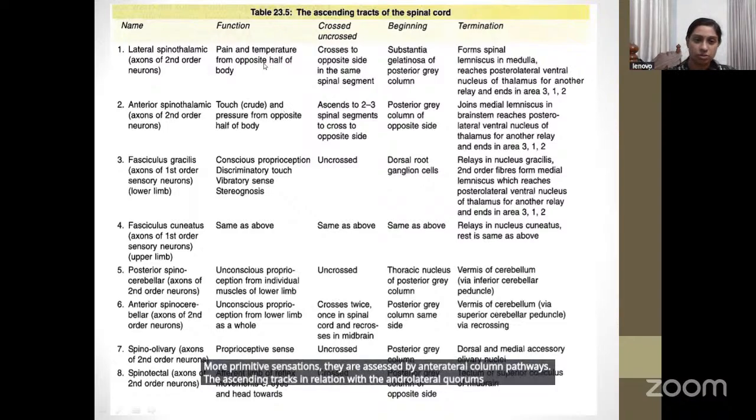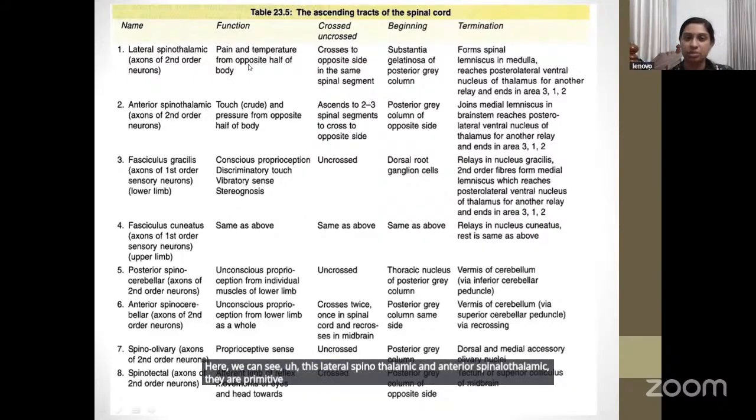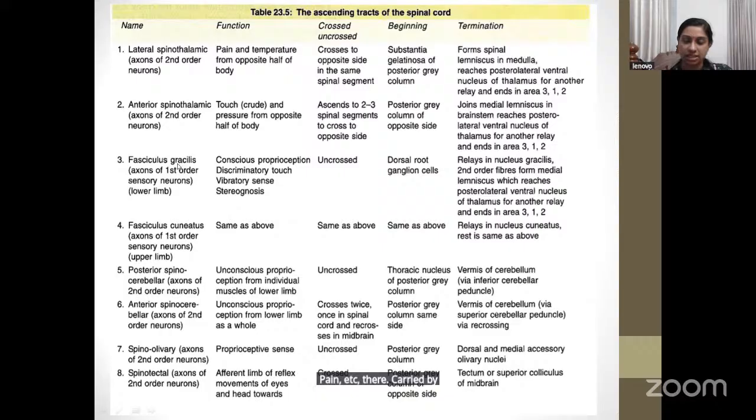Here we can see that the lateral spinothalamic and anterior spinothalamic tracts carry primitive sensations, that is pain and temperature, from the opposite half of the body. Proprioception and pinpoint location of pain are carried by the fasciculus gracilis and fasciculus cuneatus.